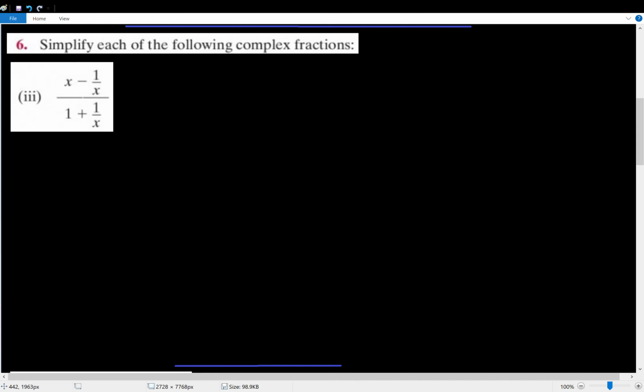So what we're going to do is take the top and bottom separately for a minute and just try to combine them into one fraction to make this easier to deal with. So we're going to start with our numerator, so start on the top.